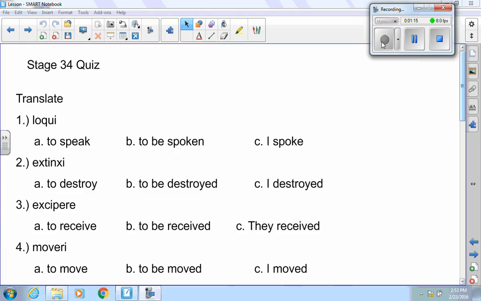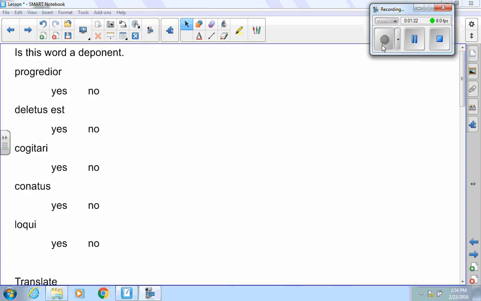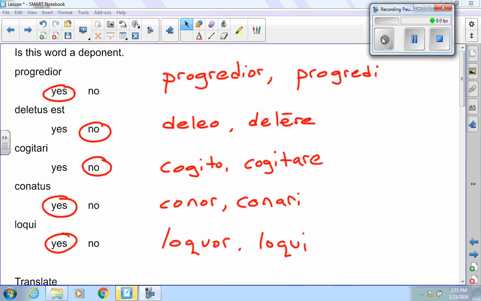I need to be able to go through this and pick out which ones are deponents. In this case, loqui. Here's a couple more if you want to look at them and decide which ones you think are deponents and which ones are not. So here I've given you the correct answers and I've given you the first and second principal parts because that's how I can tell if something's a deponent.